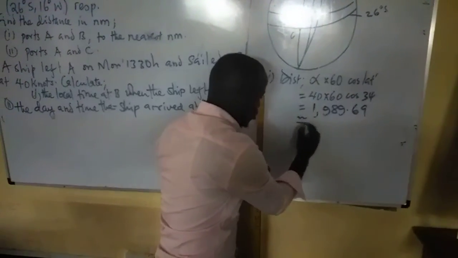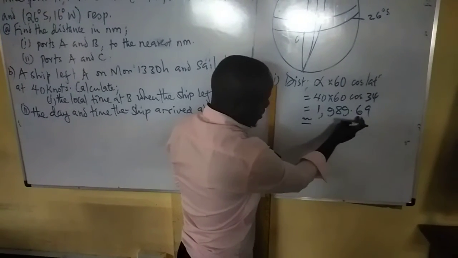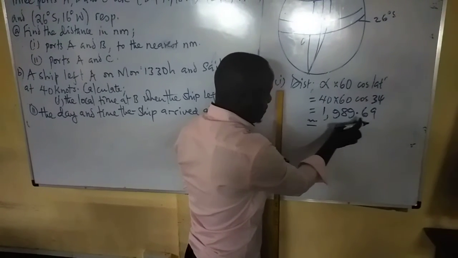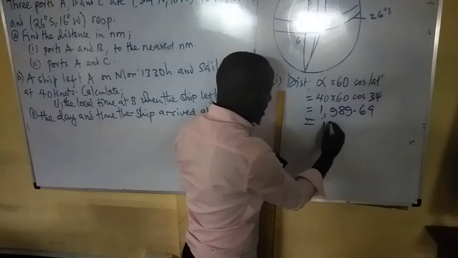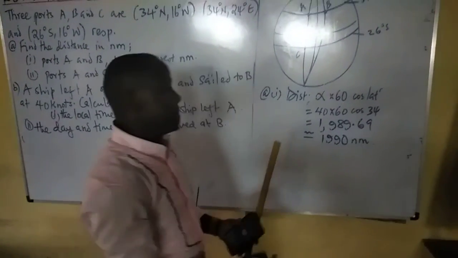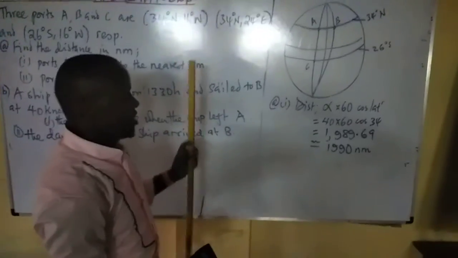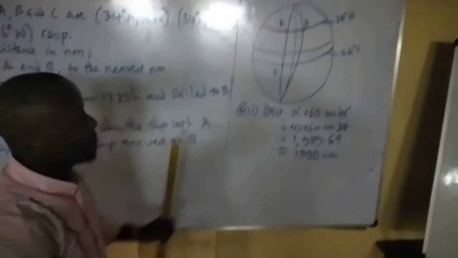Therefore, to the nearest nautical mile, this simplifies to... This one is greater than 5, therefore it increases this. You'll be getting 1990 nautical miles. That is the distance in nautical miles to the nearest nautical mile.